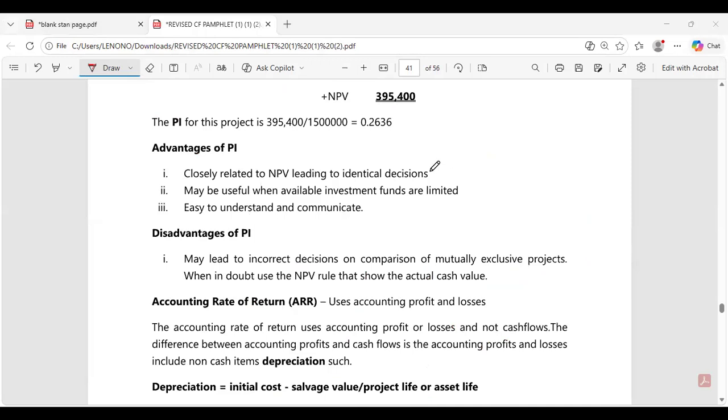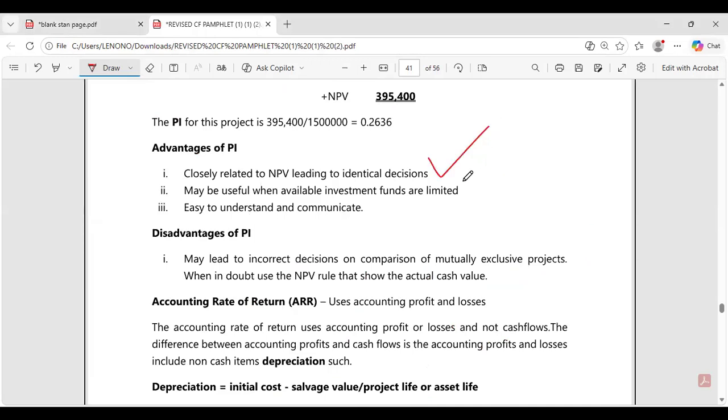The advantages: it is closely related to NPV, may be useful when available investment funds are limited, and is easy to understand and communicate. The disadvantages: it may lead to incorrect decisions or comparisons on exclusive projects, and it does not account for profit.